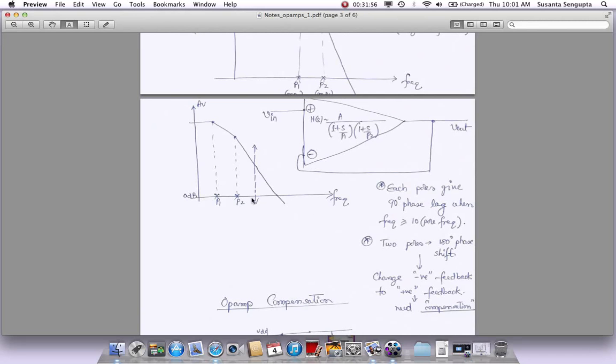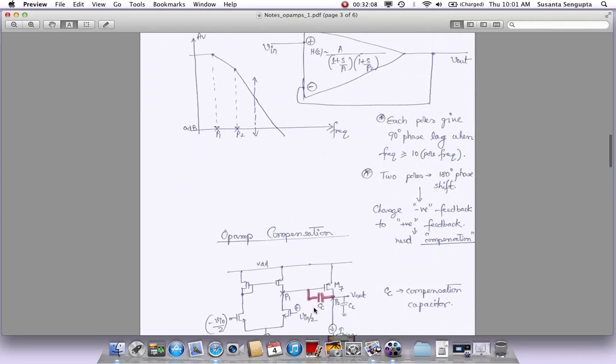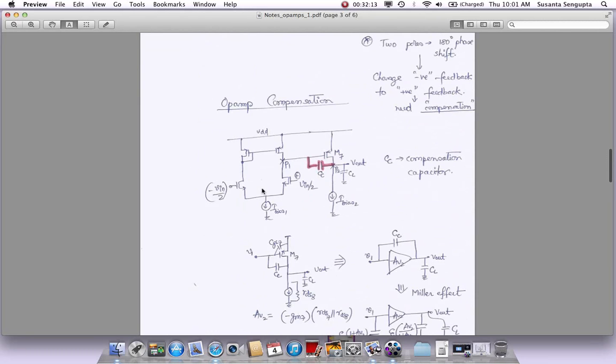But we are not okay for these frequencies where the gain is still bigger than 1 and these two poles somehow cause a 180 degree phase shift. We do not want that. That is what we call compensation. How are we going to compensate this op amp? That part is called compensation. So as the first step, this is the same op amp drawn again, and I'm going to put a capacitor here called CC. This is called the compensation capacitor.